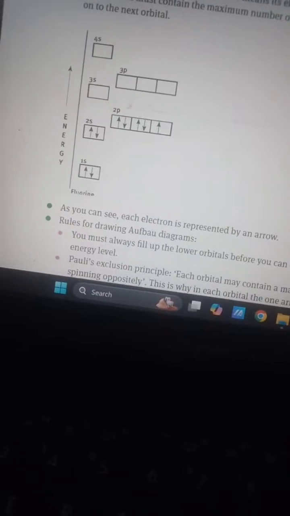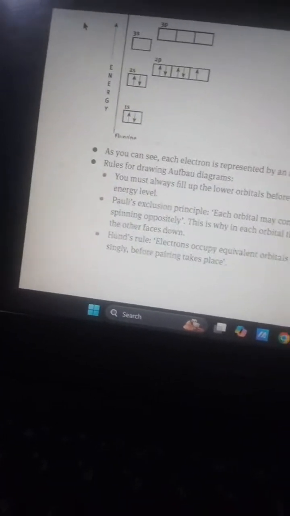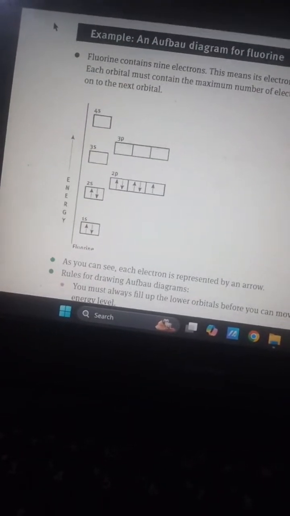So all of them together is 9. It has 9 electrons. As you can see from the electrons represented by arrows, the energy is higher when you get closer to the center. You must always fill up the lower orbitals before you can move on to the next energy level. So you start with the lowest energy level. That's how you configure the electrons of the atom.